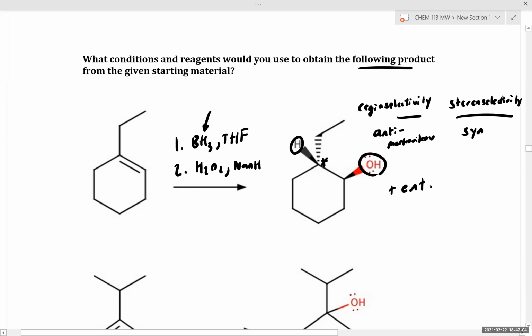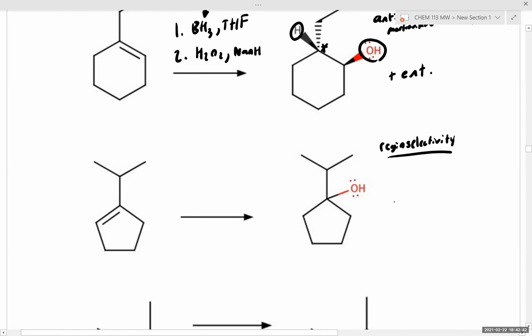Okay, so let's look at this next case. In this second example, let's think about the regiochemistry or regioselectivity. And let's try to identify the stereoselectivity. So what do we see in this next case?